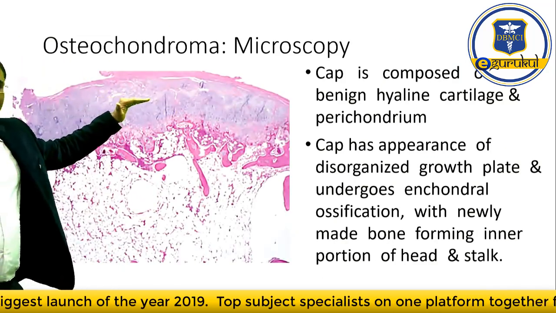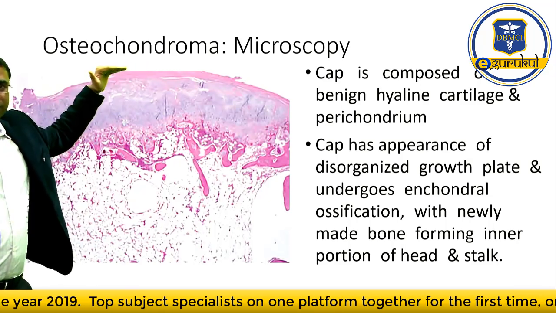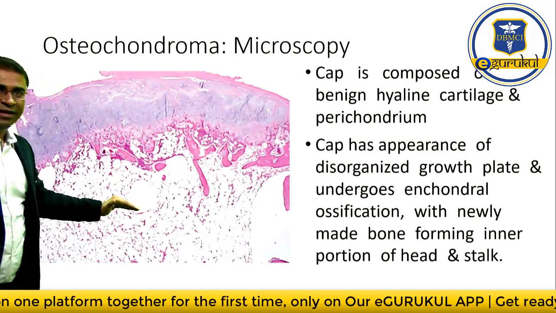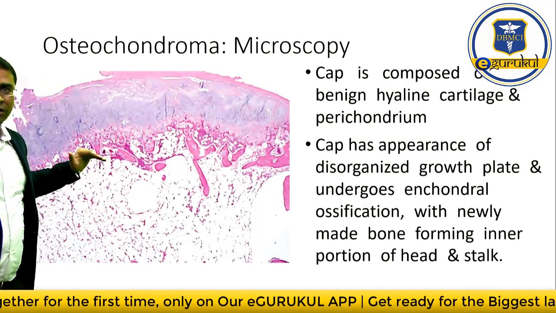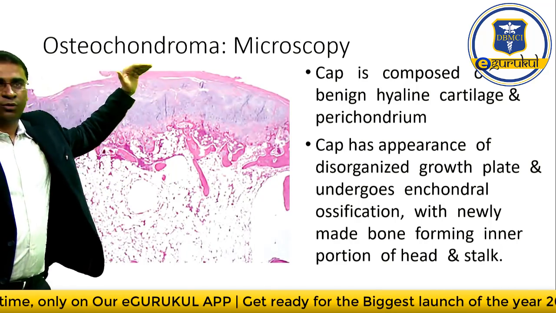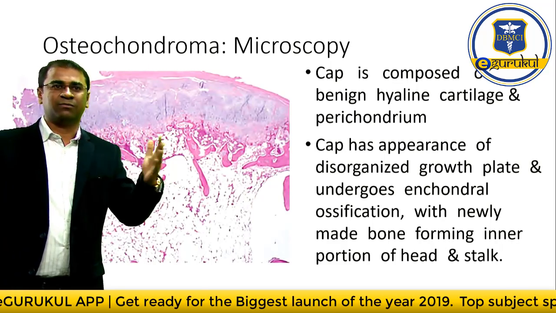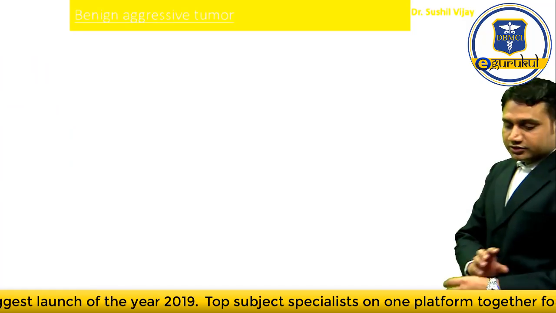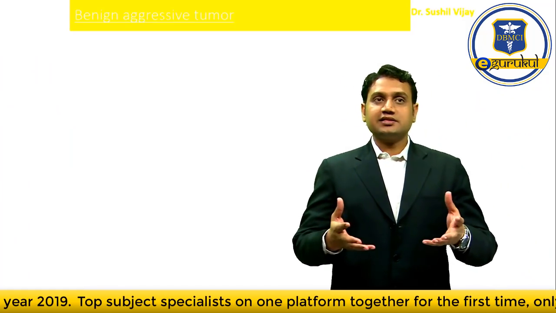Look, this is the cartilage part. It might have a perichondrium outside. This is the cartilage part. This is the bony part. This pink area is the bony part. And here is the marrow. So there's a marrow, there is a bone, there's a cartilage, there's a perichondrium. If you see these three things, it becomes osteochondroma. Okay, so these are the bone forming and the cartilage tumors. That is how we divide them.